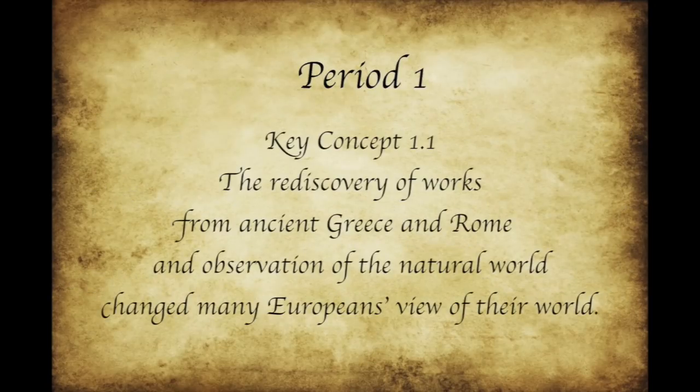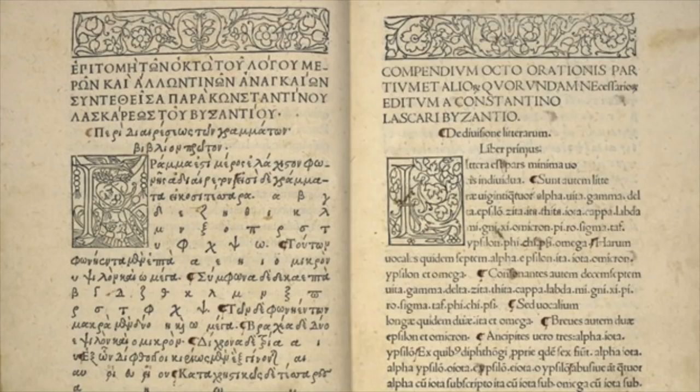Key Concept 1.1: The rediscovery of works from ancient Greece and Rome, and observations of the natural world changed many Europeans' view of their world. Part 1: A revival of classical text led to new methods of scholarship and new values in both society and religion. Italian Renaissance humanists, who believed in attaching prime importance to the human rather than the divine or the supernatural, promoted this revival in classical literature.